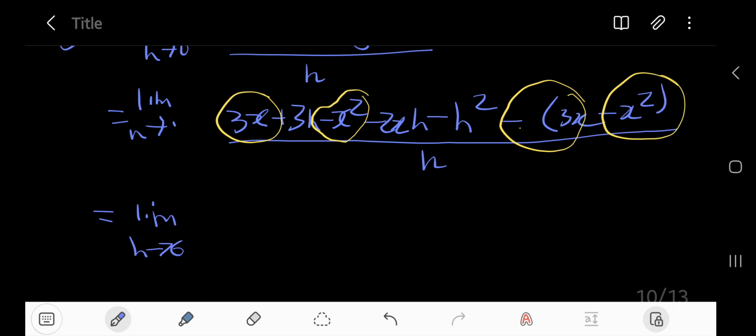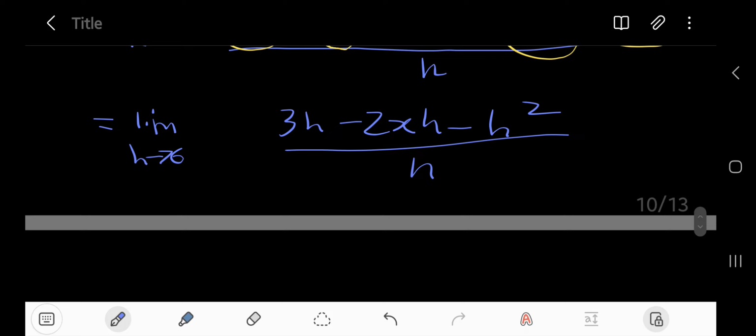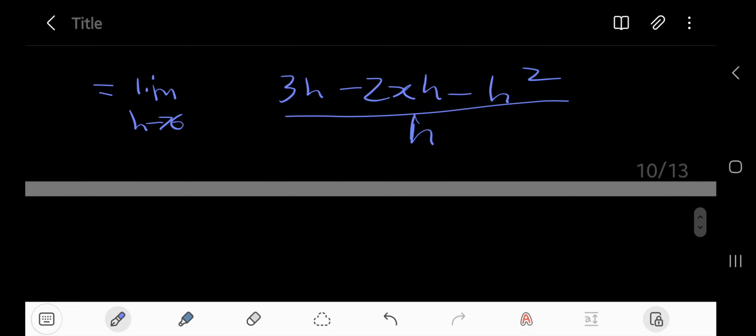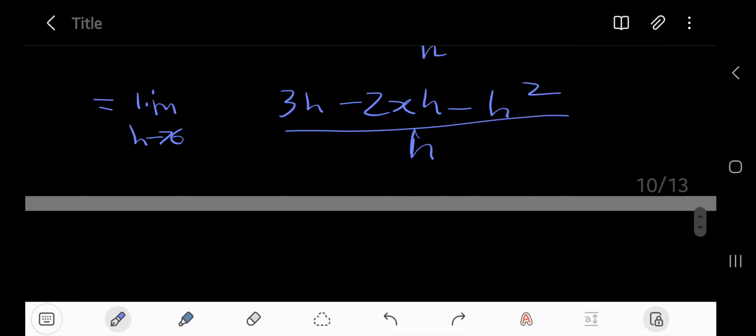So let's push. What we have in the numerator is 3h minus 2xh minus h squared, which is what we have left there, all over h. Now, if we find a chance where we can remove this denominator h alone, then we can safely replace it. At the moment we cannot replace h with 0, because it will make the expression undefined, since we can't divide anything by 0.